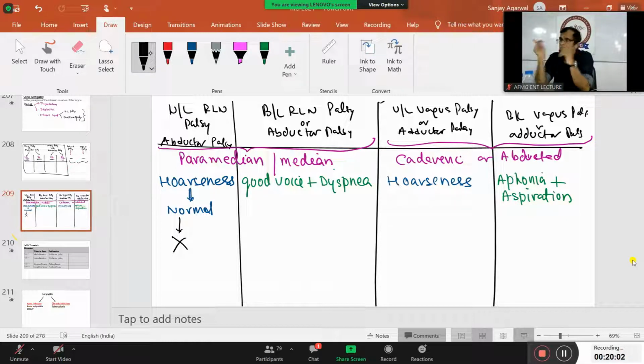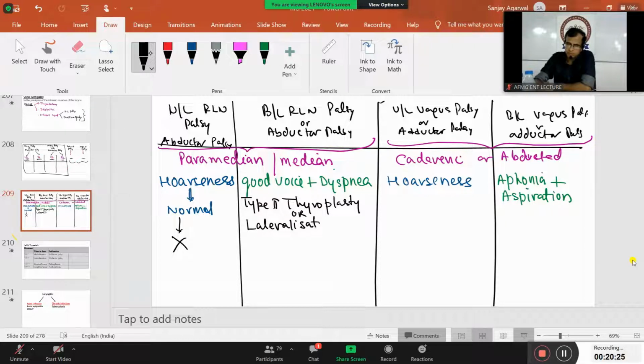And this is the most important. In this chart, now we have to do the most important thing, the surgical options for dyspnea in bilateral abductor palsy. Option number 1, type 2 thyroplasty. It is also called lateralization of vocal cord.